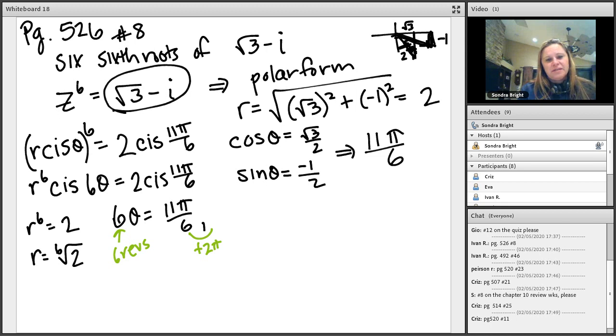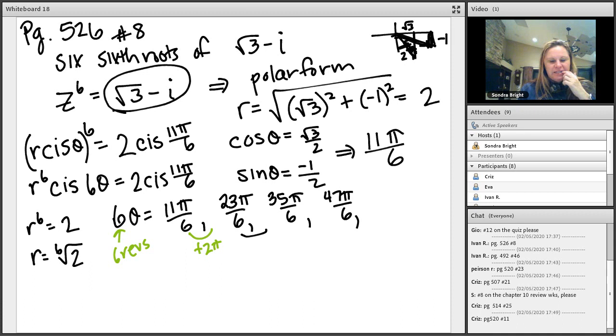All right, so I got 11 pi over 6. Adding 2 pi, which is 12 pi over 6, gives 23 pi over 6. Add another 12 pi over 6, so 35 pi over 6. Another one would give me 47 pi over 6. 1, 2, 3, 4. I need 2 more. Adding another 12 pi over 6 would be 59 pi over 6. And then one more 12 would be 71 pi over 6.